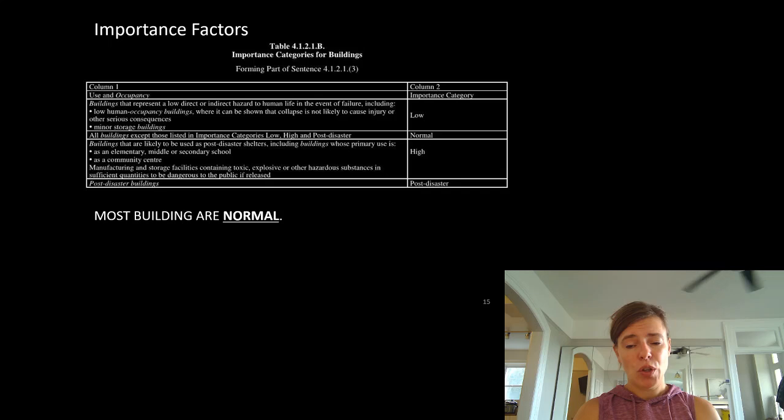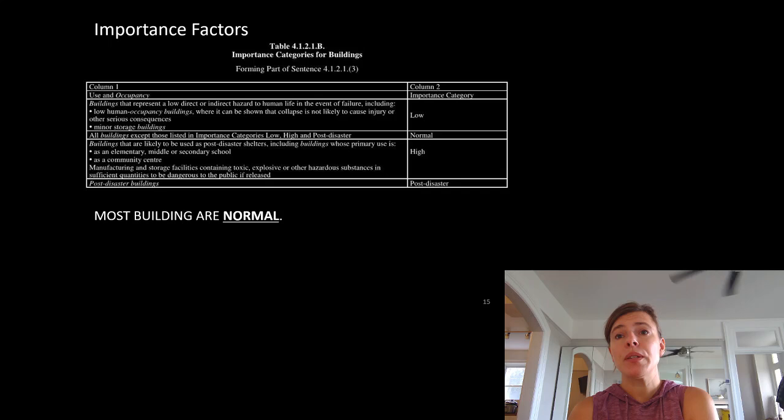I rarely use the low importance factor. If everything else works as normal, even if it could be qualified as low importance, I still design it as normal. Because why? The cost is nominal. I might use low importance if it meets all those criteria, and also we're having a hard time getting an element to work in the design. That would be the only time I might use a low importance factor. Otherwise, your building's normal. Unless it's low, high importance, or post-disaster, you're going to use normal.